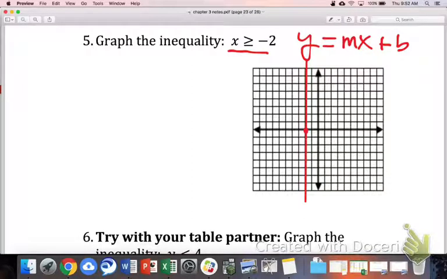Does this vertical line need to be dotted or does it need to be solid? Solid, because of the or equal to, right? The or equal to is there, so we go solid with this. And then finally I need to test out, am I going to shade the right-hand region or am I going to shade the left-hand region?